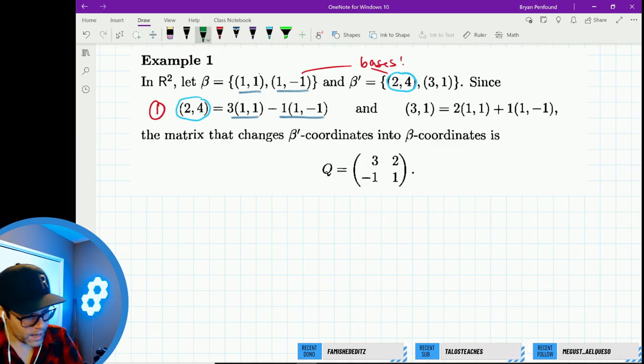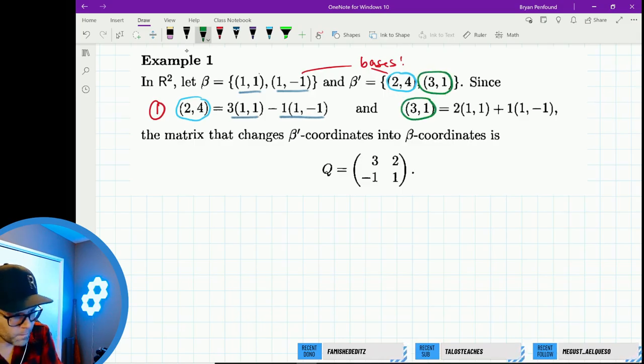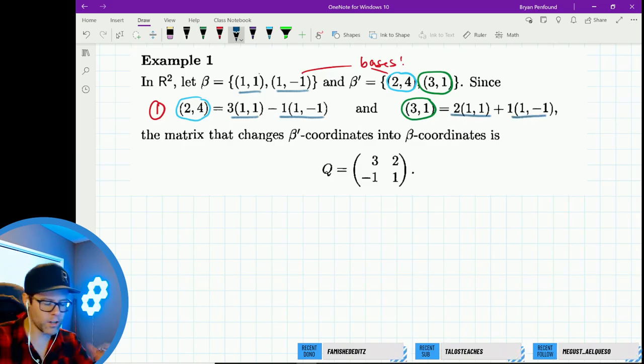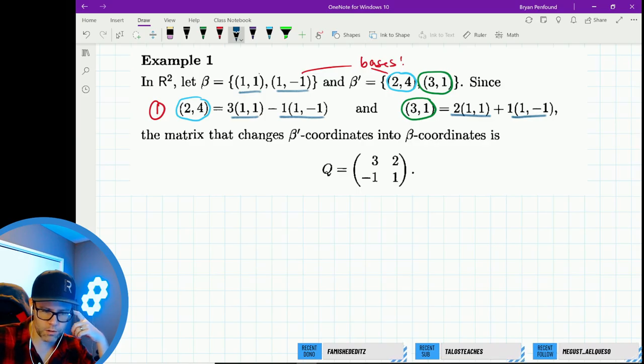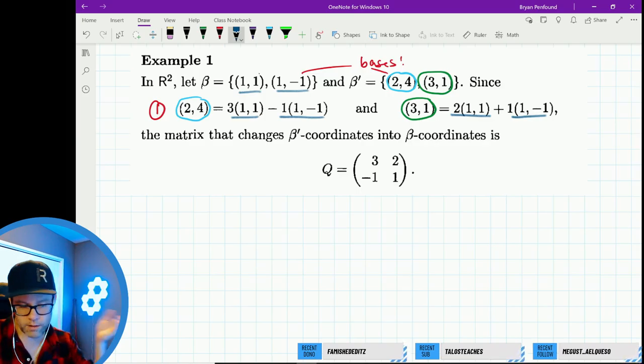And then after that, they take this second vector, which is 3, 1. And again, they express it as a linear combination of the vectors from beta. Let's just do a quick mental check. 2 plus 1 is 3, 2 take away 1 is 1. So that looks correct.